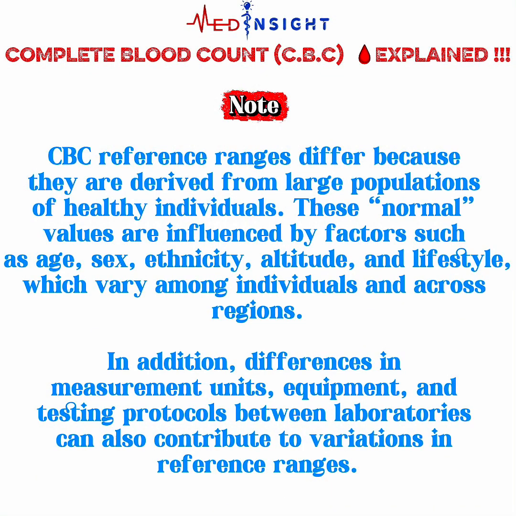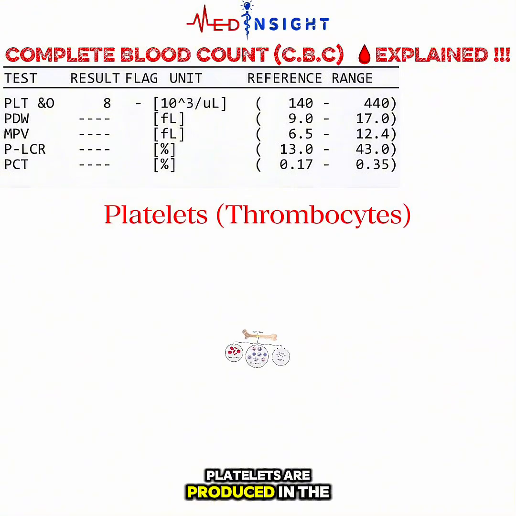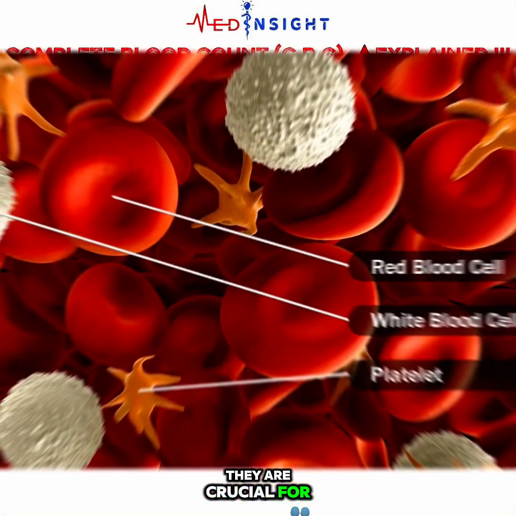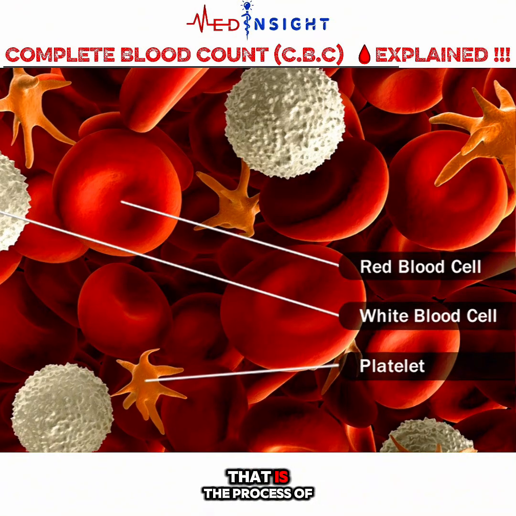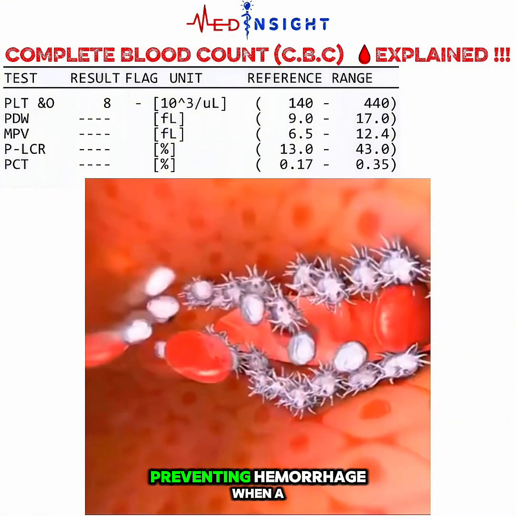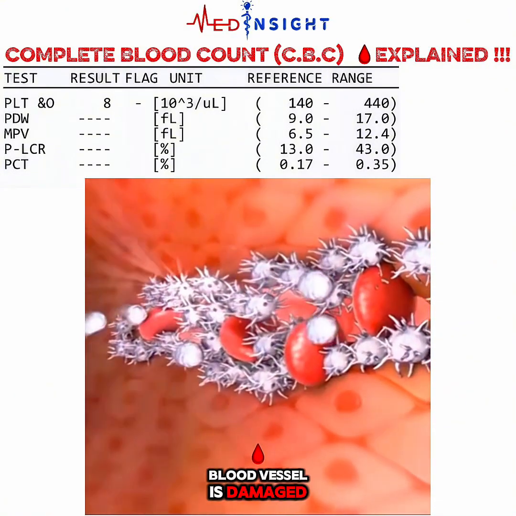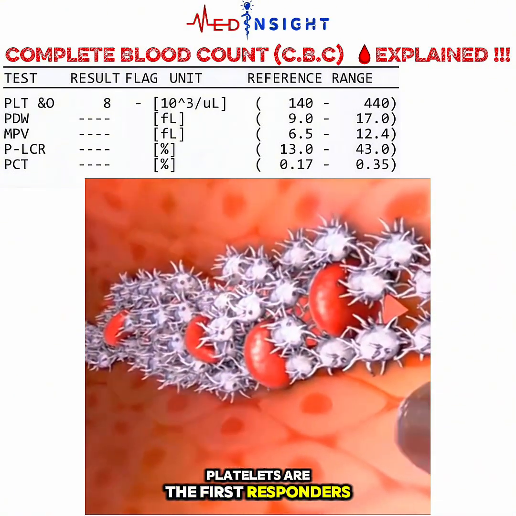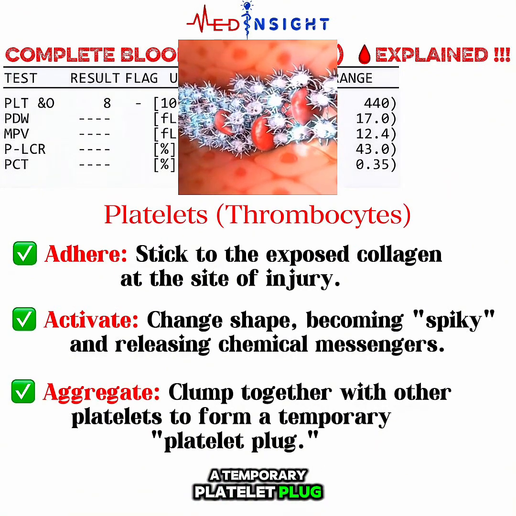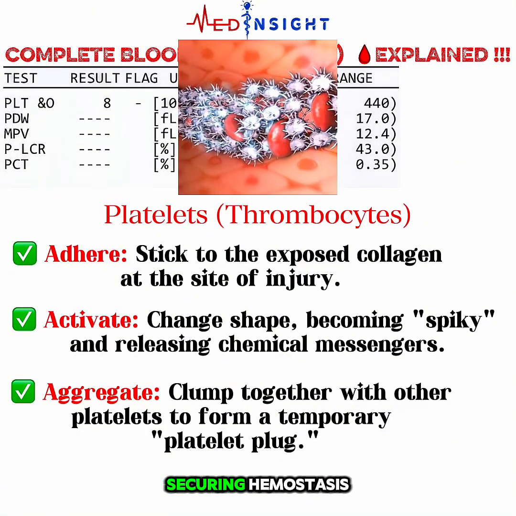Let's go. Platelets are produced in the bone marrow from large cells called megakaryocytes. They are crucial for blood clotting and hemostasis, that is, the process of stopping bleeding at the site of injured blood vessel, preventing hemorrhage. When a blood vessel is damaged, platelets are the first responders. They adhere, activate, and aggregate to form a temporary platelet plug at the site of injury, securing hemostasis.